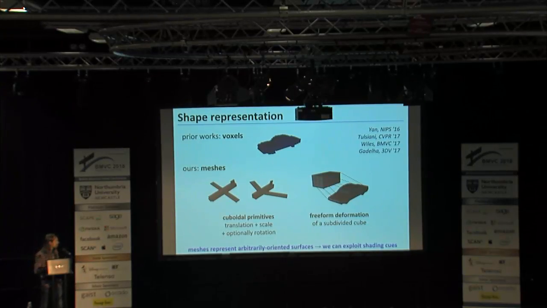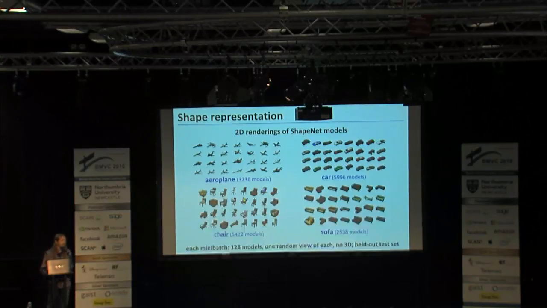And we use 3 different parameterizations that are used to build meshes from our neural network. The first parameterization is based on cuboidal primitives. So for a fixed set of cuboids, we predict a translation and a scale. The second parameterization, again, is based on cuboidal primitives, but now we also predict a rotation for each as well. And the final parameterization is based on freeform deformation of a unit cube. So we start with a unit cube, we subdivide it, and then add an offset to each vertex, with those offsets being predicted by the decoder network.